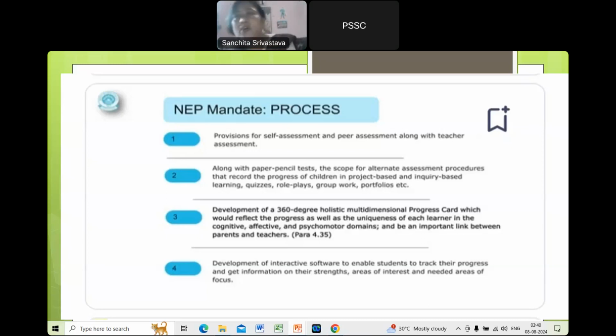See, the alternate assessment procedure plus the paper pencil test includes a holistic progress card. Now, the alternate assessment procedure records the progress of the child in project base. We have project work. Every practical in the plus 2 as well as in the 10th, the project manual the child has to complete, right? Marks are there. That means what? It is inquiry-based learning. Then quiz, role play, group work, portfolio making.